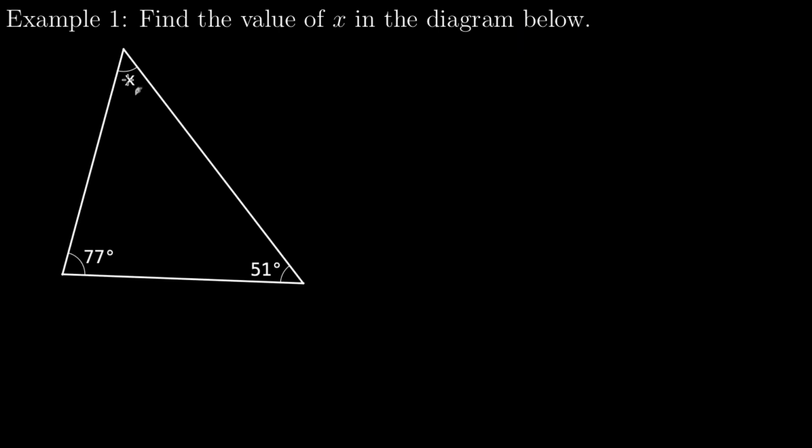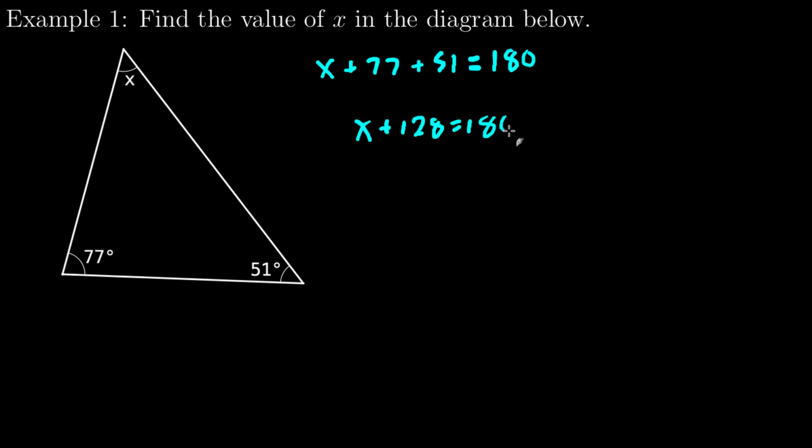In our first problem, I want to find x. I see a triangle. So I'll set the equation x plus 77 (I'm going to drop the degrees, I'll bring them back in at the end) plus 51 equals 180. 77 plus 51 is 128. I'll subtract the 128 from both sides to solve for x, and I'll get that x equals 52. There's no degree marking here, so I need to include a degree marking there.